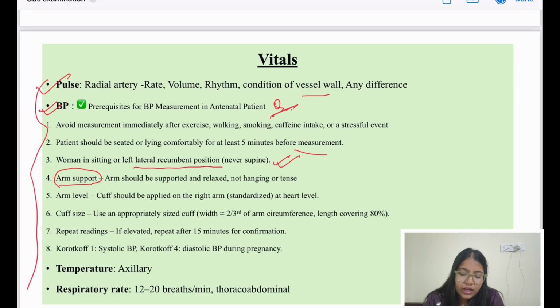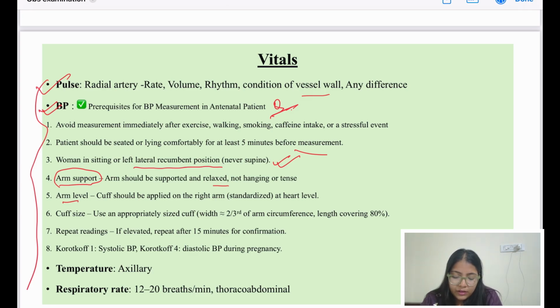And you should support the arm of the patient. She should be relaxed and her hand should not be hanging. You should always give your arm like this, and you should support the arm of the patient in your arm, or if the patient is sitting in an armchair, then there is already an arm support.